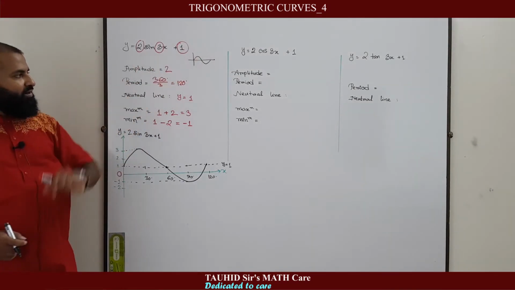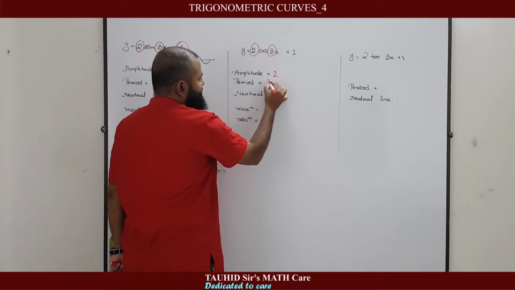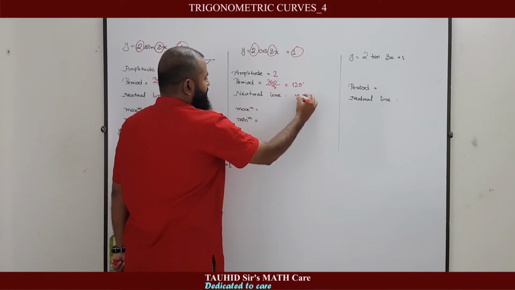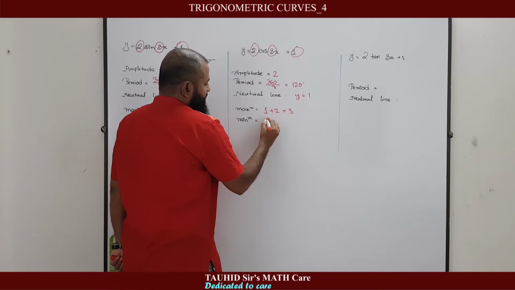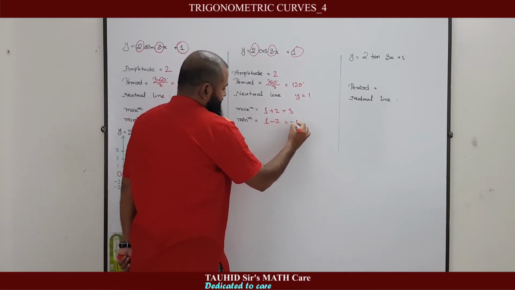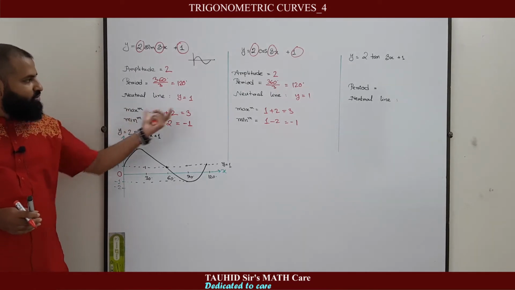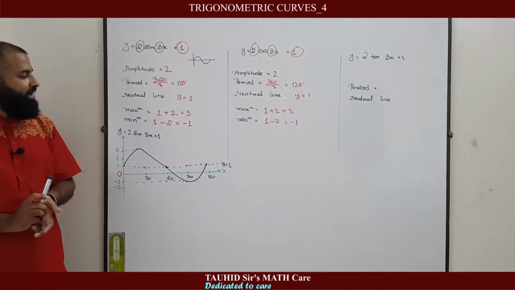Now what about that? Here the amplitude is 2, the period is 360 degrees divided by 3, that means 120 degrees. The neutral line is y equal to 1, the maximum is 1 plus 2, that means 3. The minimum is 1 minus 2 equal to minus 1. You can clearly see that this information is exactly the same here because I set those examples in this way.